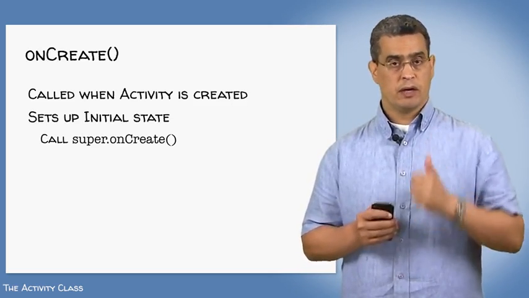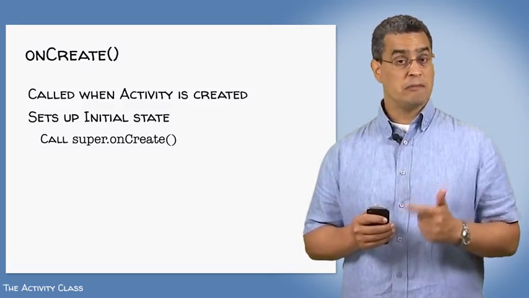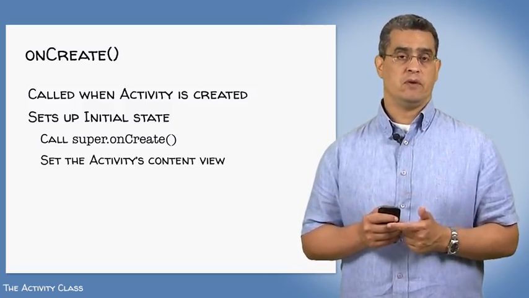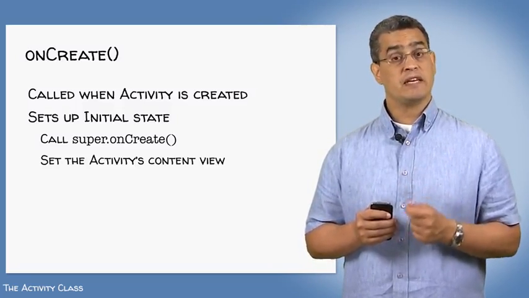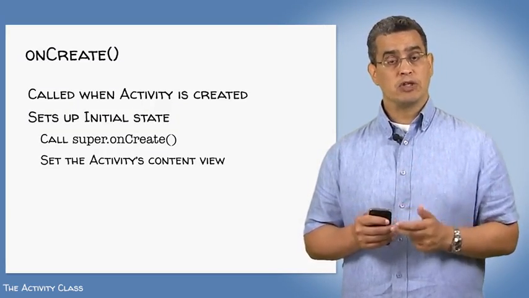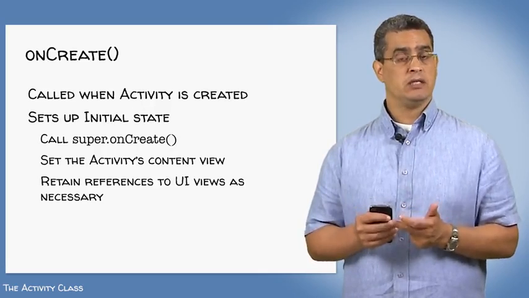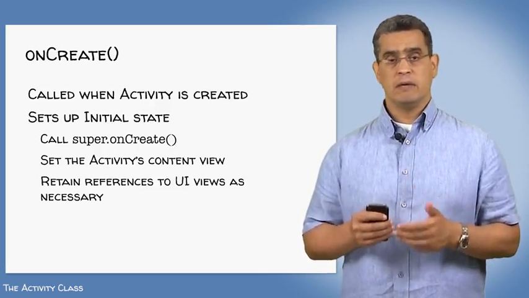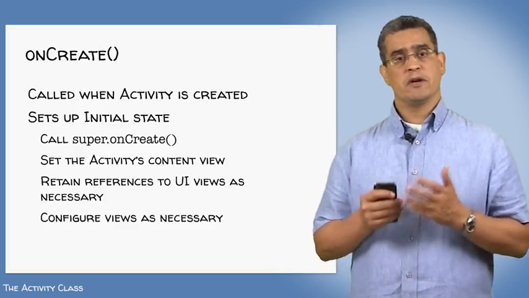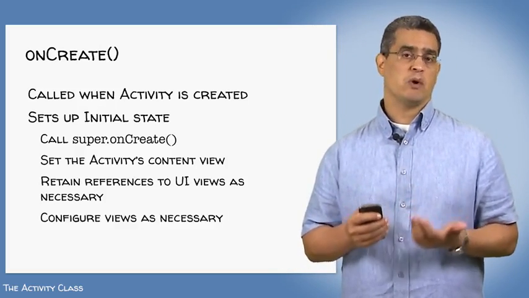It will call super.onCreate, so Android can do some of its own initialization. It will set the activity's content view, which tells Android what the activity's user interface should be. Next, it will capture and retain any references it needs to the various views or elements of the user interface. And finally, it will configure the user interface views and elements as required.